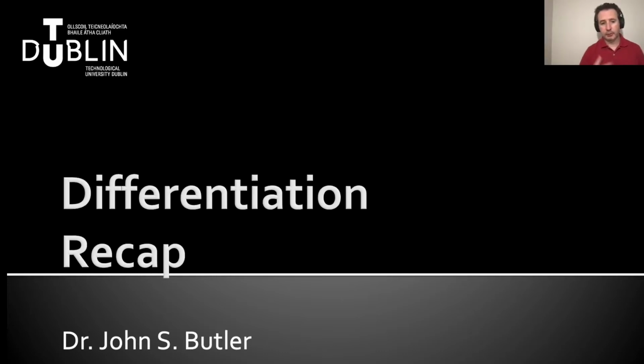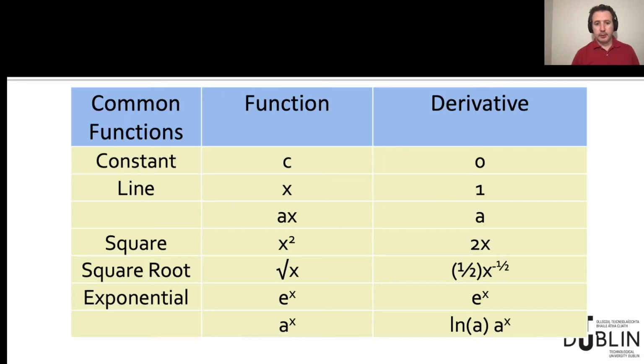In this video, I'm just going to recap some of the basics of differentiation. Differentiation changes something by looking at its change. You have some function f, and you wish to know about its rate of change, and that's what we do when we differentiate. So here, we have a function c and the derivative is 0 because c is a constant, so there's no change. The line is x, the derivative of x is 1.